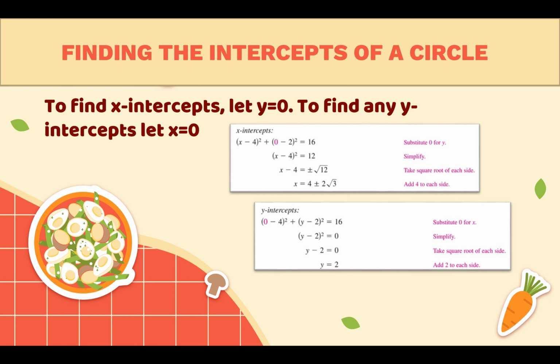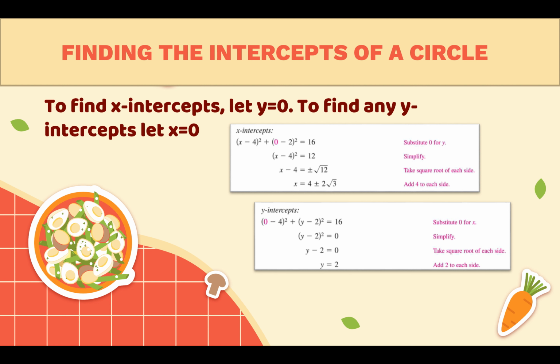As you can see in the upper equation, what they did is they needed to find the x-intercept. So they substituted 0 for y, and then they simplified it down, took the square root of each side, and added 4 to each side just to balance it out and get that 4 to the opposite end where it needed to be. So you would have the x value to put in.